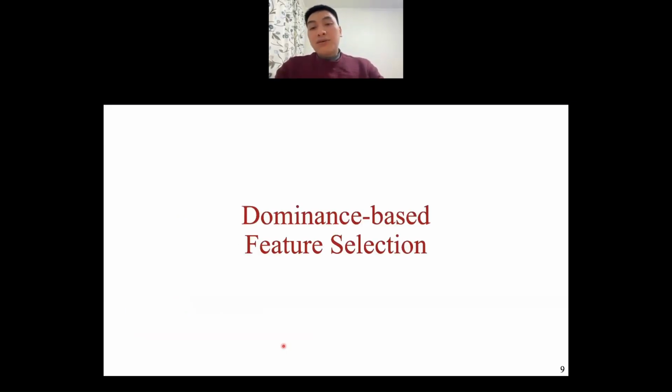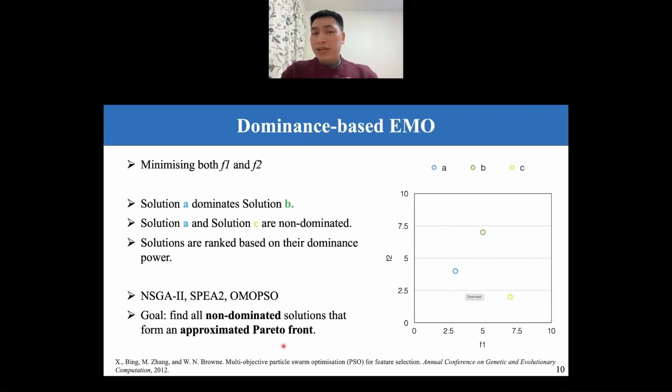Right, so for EMO-based feature selection, there are 2 ways you can approach it. One is domain-based feature selection, and the other one is decomposition-based feature selection. So let's start from the first one, domain-based feature selection. So what does domain mean here?